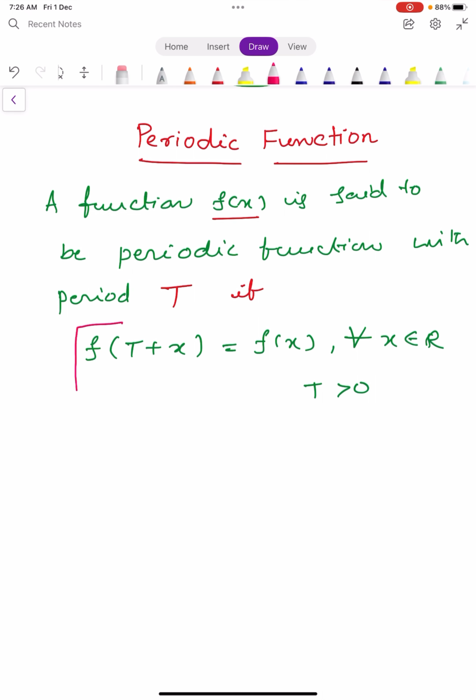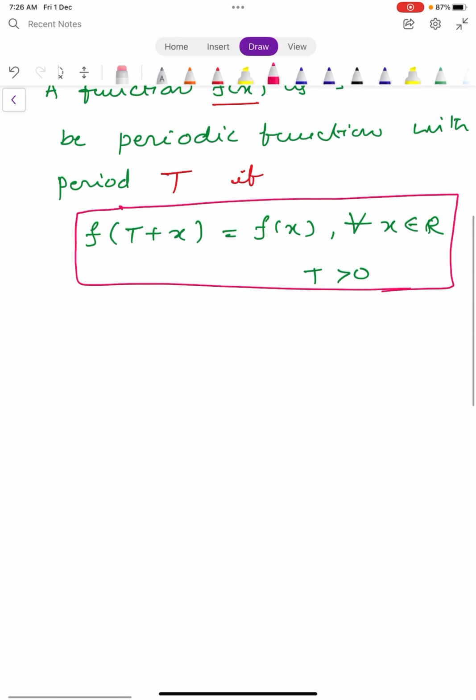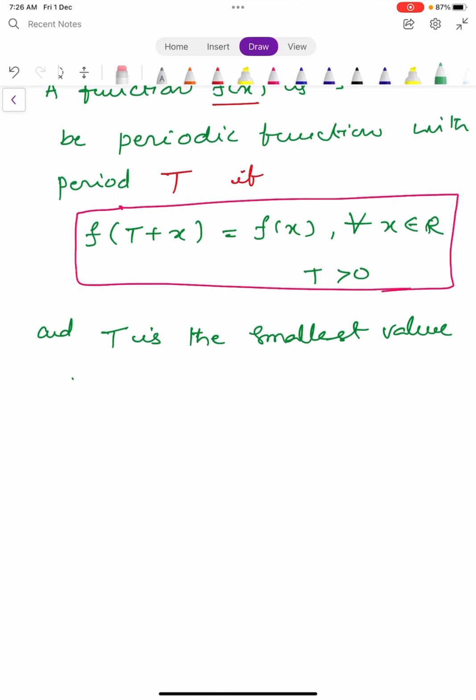A function f of x is called a periodic function if it satisfies this condition, f of T plus x is equal to f of x for all x belonging to capital R, where T is greater than 0. And remember that there is one important condition: capital T is the smallest value of such values. That is what it means.